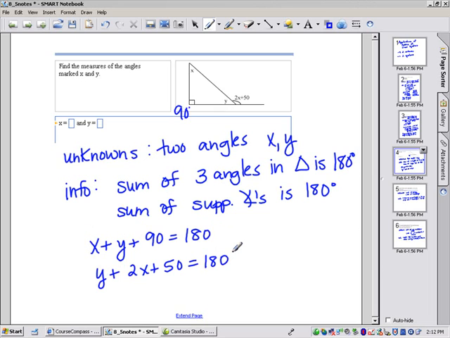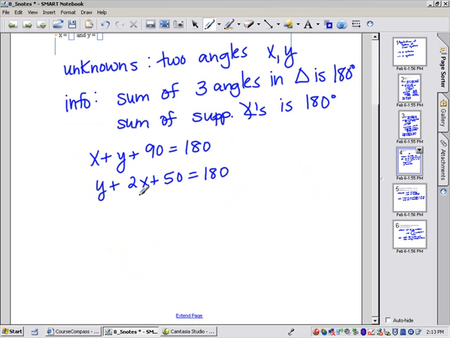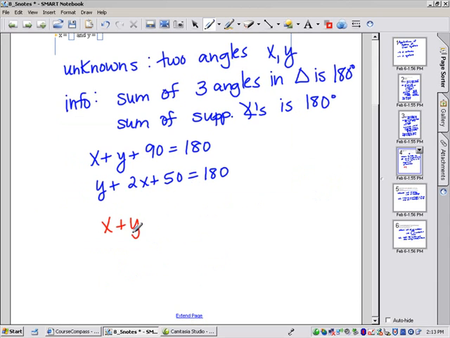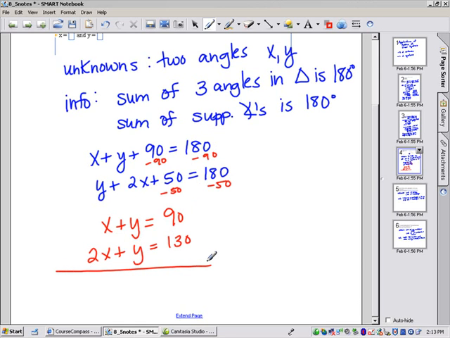So if we get these equations in the same format, we can use the process of elimination or the addition method to solve them. So let's do that. Let's get them both in the form ax plus by equals c. So the first equation we can rewrite as x plus y is equal to 90, if we subtract 90 from both sides. The second equation, we could write as 2x plus y is equal to 130, if we subtract 50 from both sides.